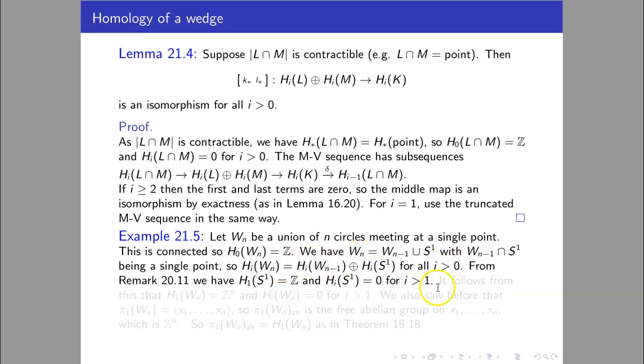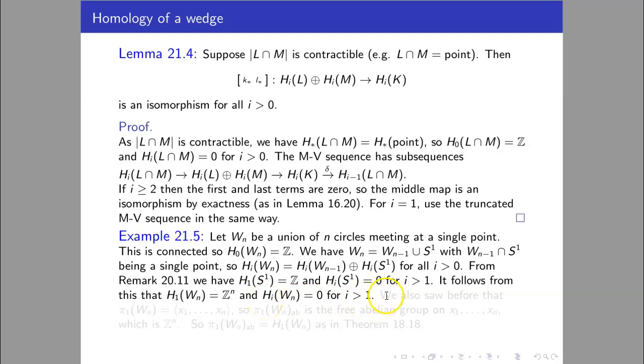So that tells us that our H1 of Wn is H1 of Wn minus 1 plus a Z. And so inductively, based on that, you get H1 of Wn is just Z to the n. And Hi of Wn is going to be 0 when i is bigger than 1.